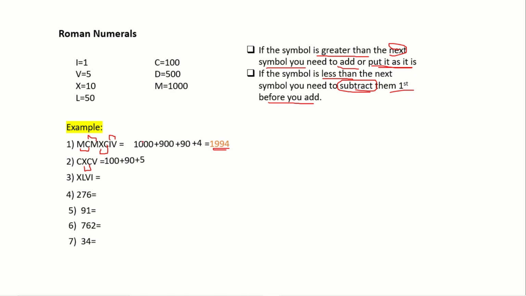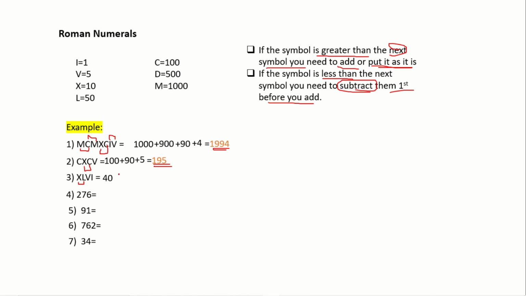After that, as we did here, we need to sum all this up in order for us to get the final answer, which is 195. The next is X. Again, X is much less than L. So what we need to do is subtract them first. L, 50, minus X, which is 10, becomes 40.